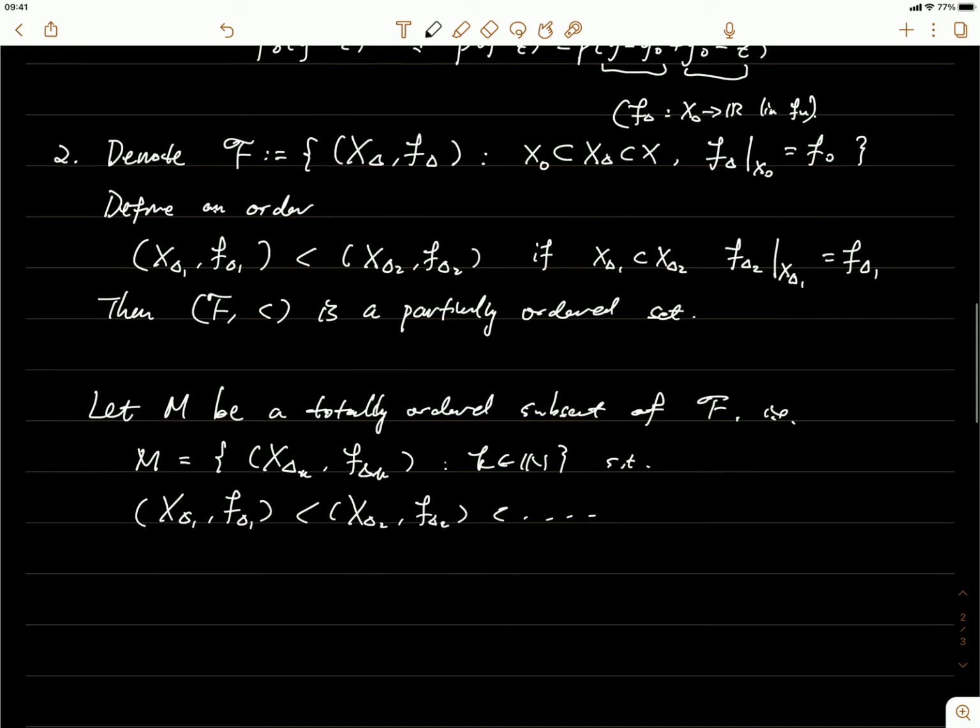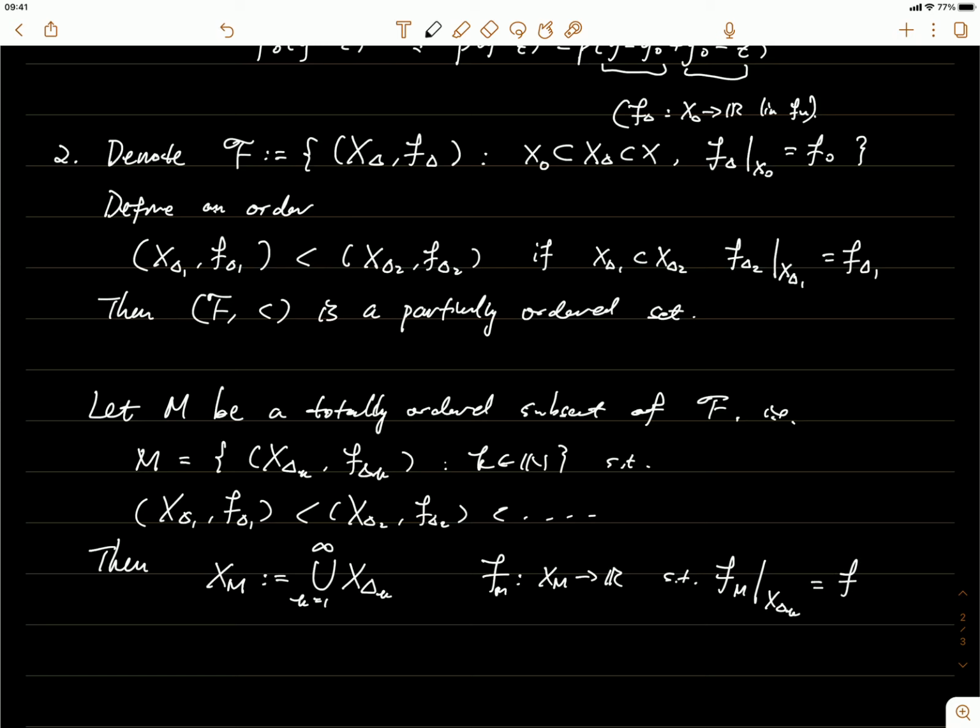And then we can show that there is an upper bound for this M, which we denote by X_M, the union of X_δk, where k is from 1 to infinity. And also we can define F_M, which is a mapping from X_M to R, such that F_M restricted to X_δk is just F_δk.